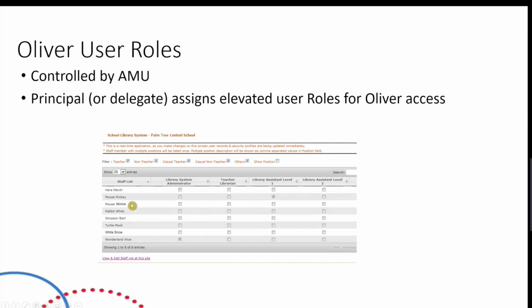So in this case, Minnie Mouse doesn't access the library at all, so we simply leave it empty. But Mickey Mouse is allowed to be a library assistant level 1. So the principal or delegate would have to go into AMU and tick the appropriate user roles for the Oliver staff.